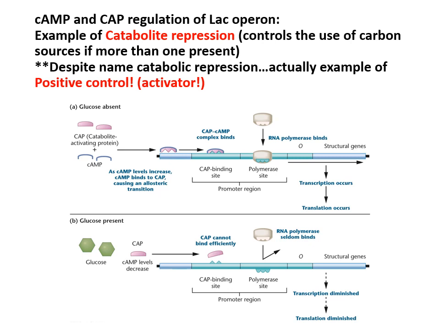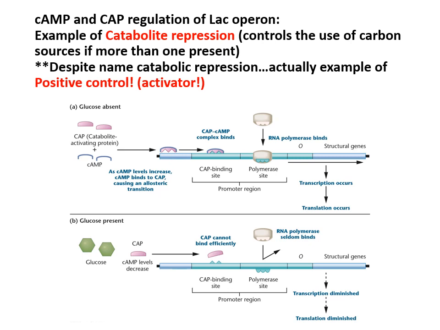So what happens in this process, if glucose is not present? In the absence of glucose, what's called cAMP complexes with CAP so that CAP can fit perfectly on the promoter. And when CAP is present, then the polymerase binds beautifully and you get transcription.